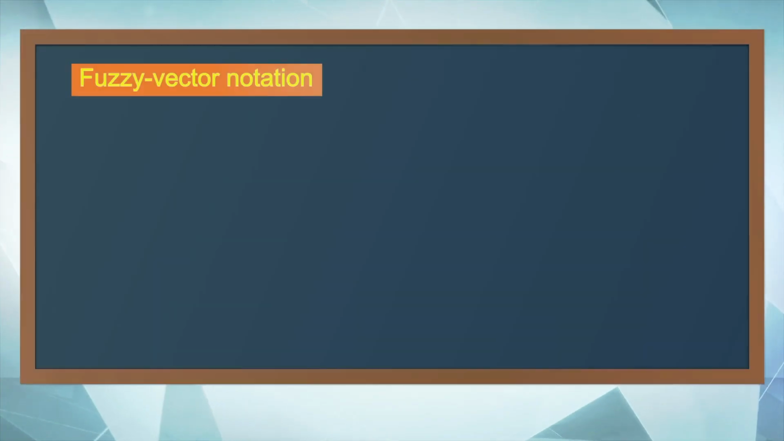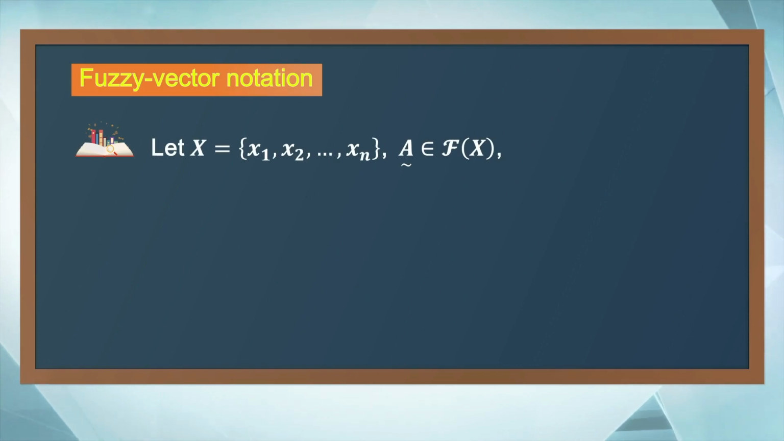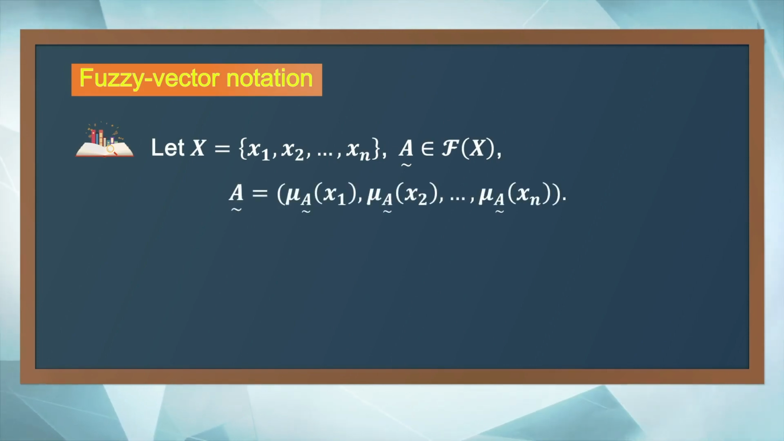Next, fuzzy vector notation. Suppose the universal set X is finite. Fuzzy set A can be written as follows. Fuzzy set A equals an ordered n-tuple, where mu sub A of x1 is the first element, mu sub A of x2 is the second element, mu sub A of xn is the nth element.